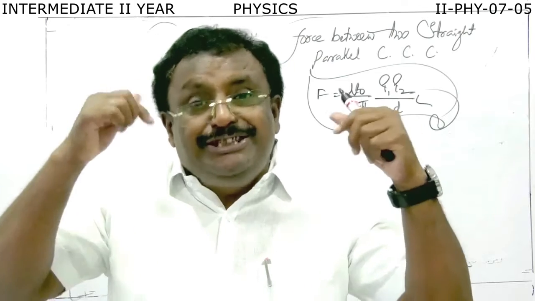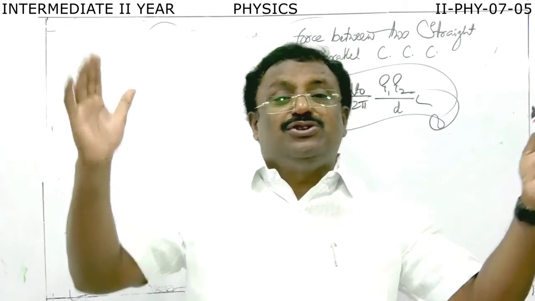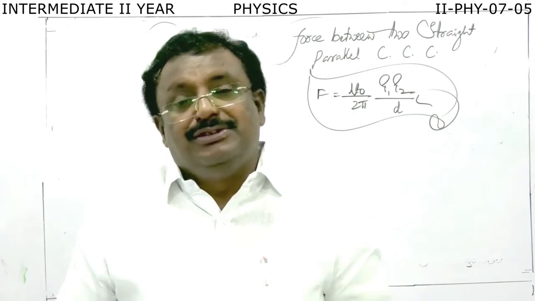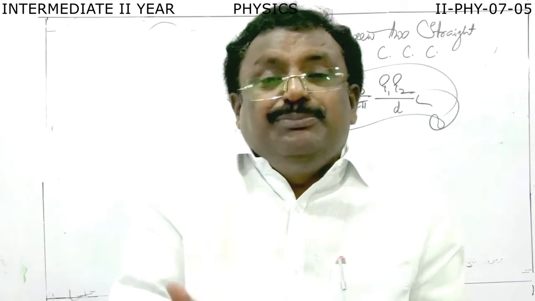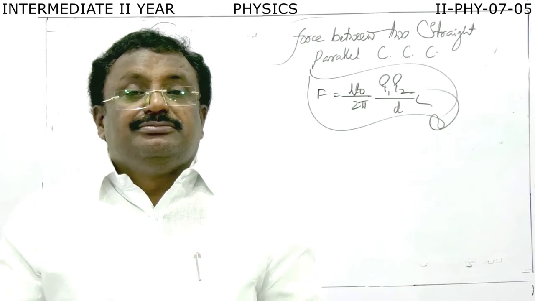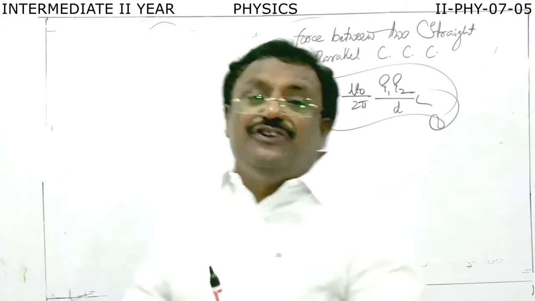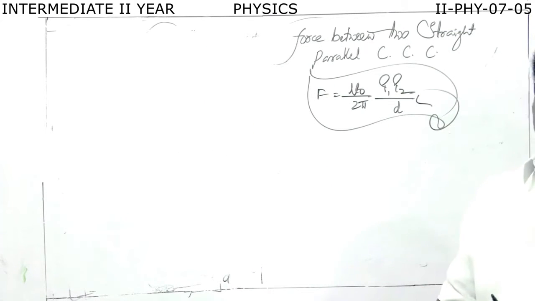Why? Because length is visible, so we can show it like this. This much length is called 1 meter. Whereas current is not visible. So how can we express it? If I ask you how much amount of current is called 1 ampere, it is difficult, because current is not visible. So we are going to define it using this equation.